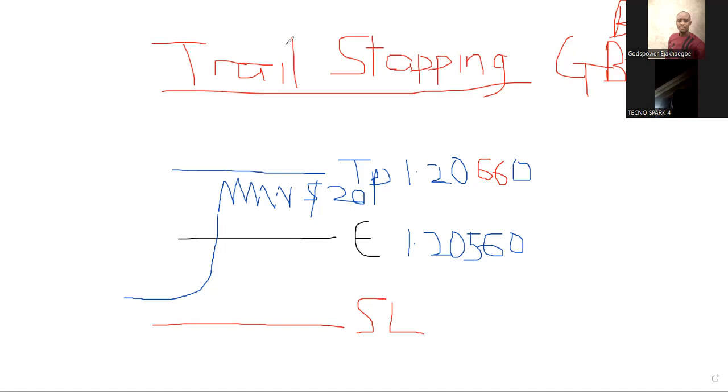Let's say your stop loss, you minus 50 pips from your stop loss. That would be your stop loss would be 1.20.